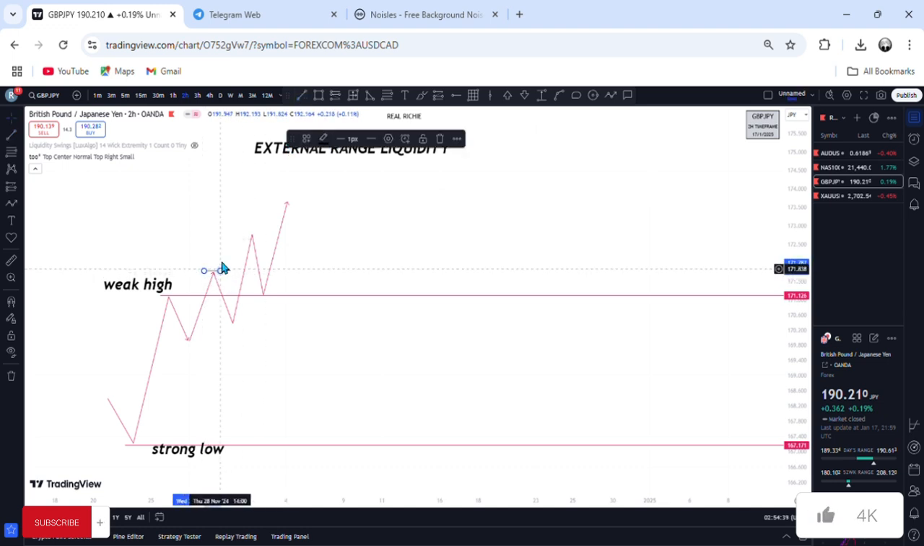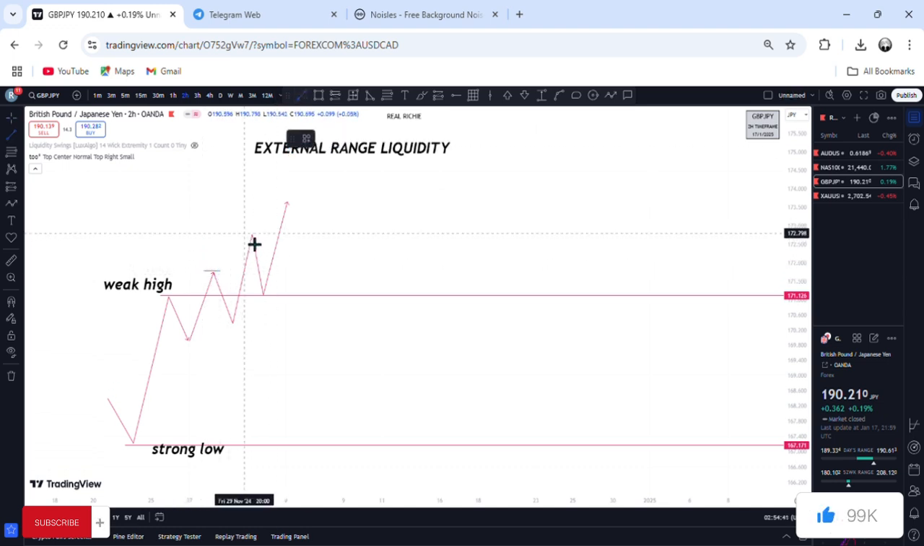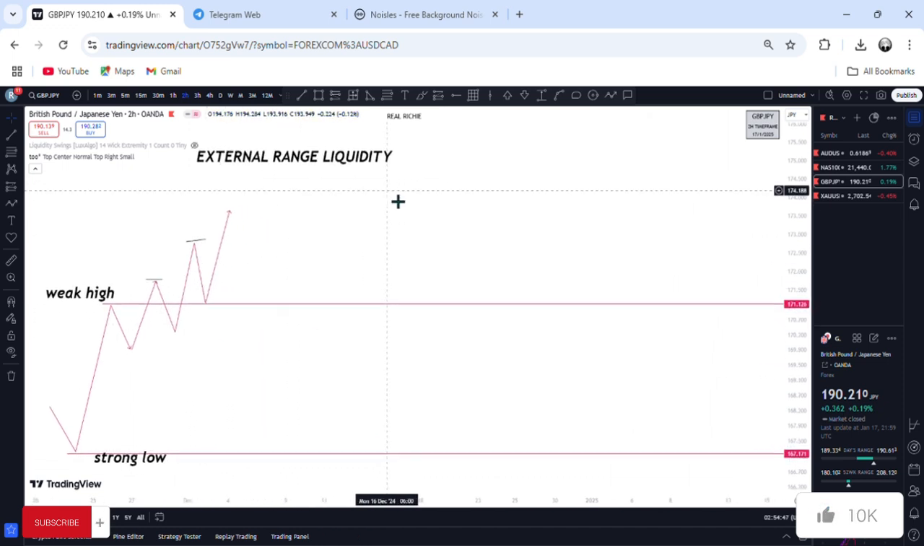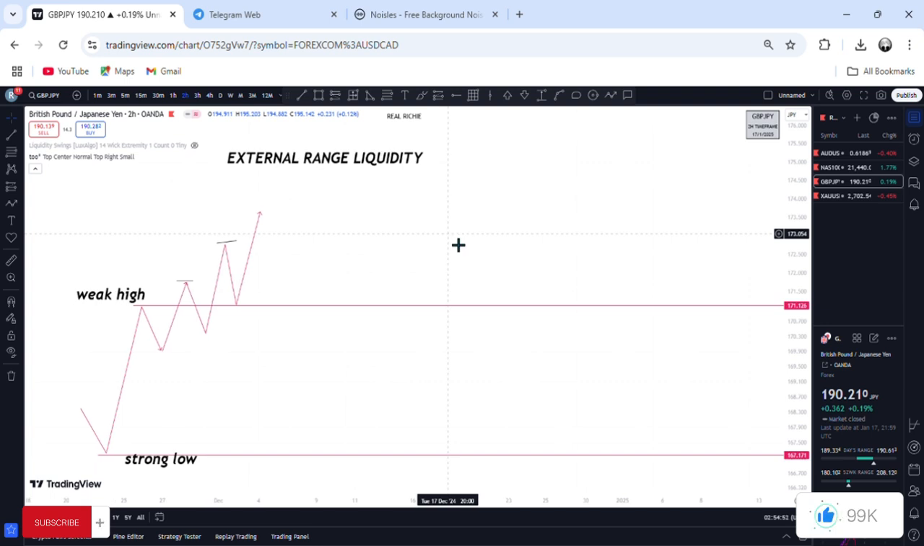This is a weak high. This is a weak high. And price will be just clearing it up to continue its movement to the upside, which is a bullish scenario.